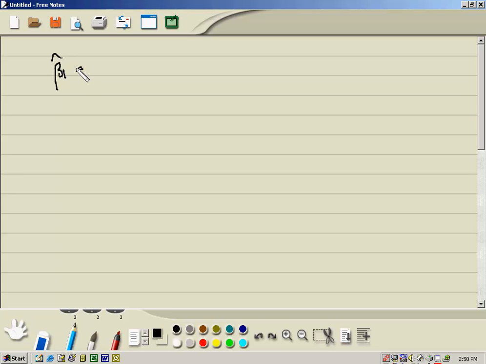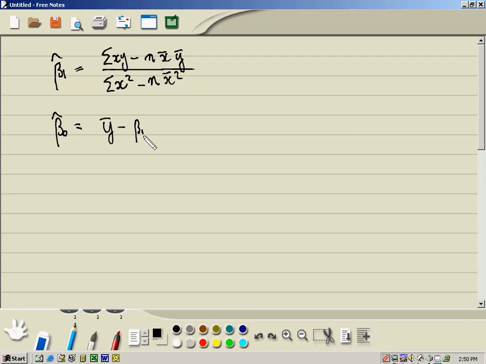Beta hat 1 has two parts to it: sigma xy minus n times x bar y bar, divided by sigma x squared minus n times x bar squared. And the estimated intercept beta hat 0 is y bar minus beta hat 1 times x bar.